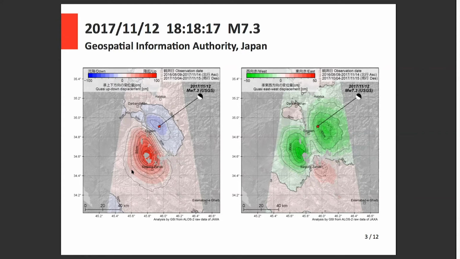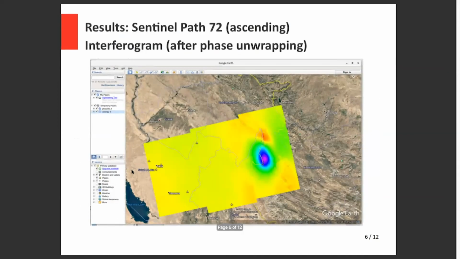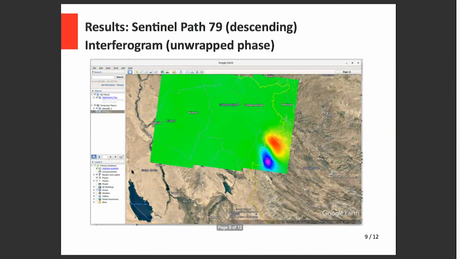Does anybody? Oh, for Sentinel, I know for sure. So this one will be the ascending track, and this one will be the descending track. And this one we did twice with 2 slightly different frames, and the results were very consistent. Oh, I haven't converted yet to line of sight displacement. Sorry, this is just unwrapped.